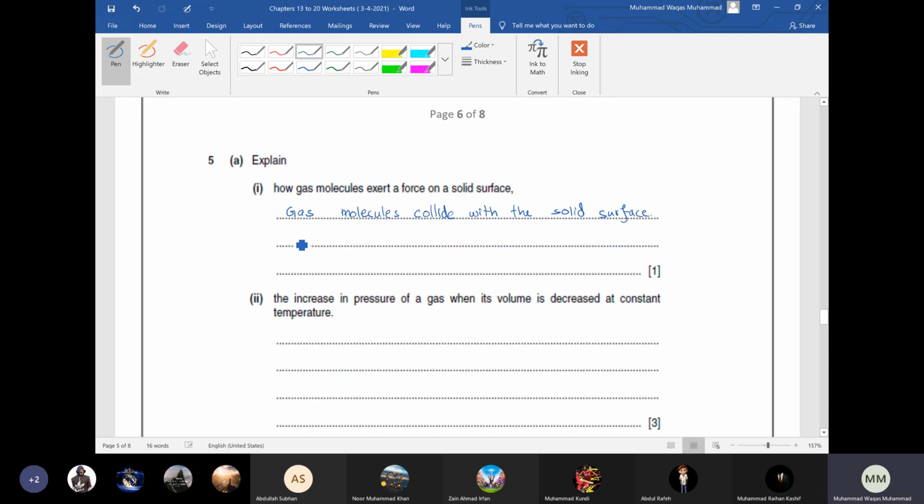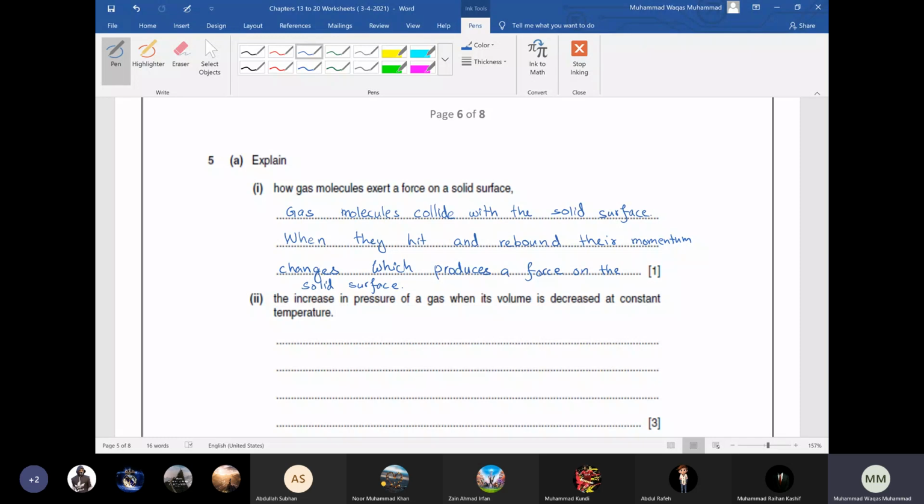Okay. When they hit and rebound, their momentum changes, okay, which produces a force on the solid. Got it or not? Yes, sir. Got it, sir.